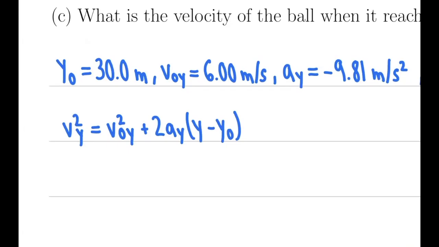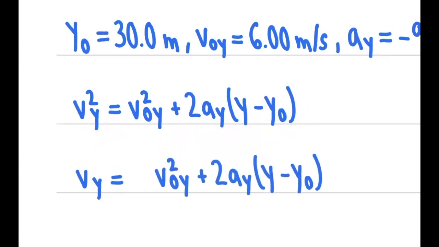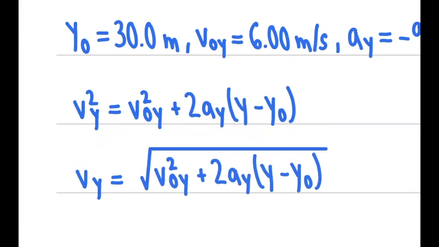So, we want final velocity, but this is final velocity squared, so I'm gonna take the square root of both sides. And when you take the square root of both sides of the equation, we have to put plus or minus. But we can't have two different velocities at one height. So are we going to use the plus or the minus?